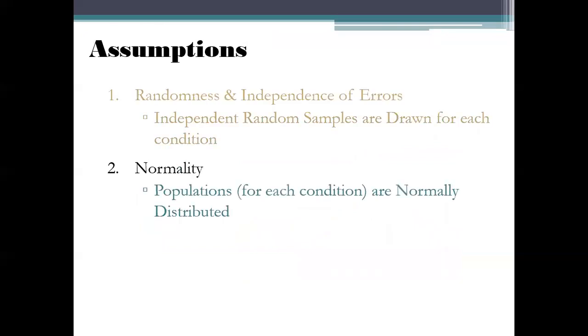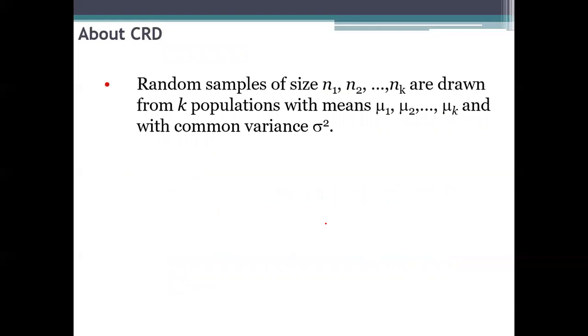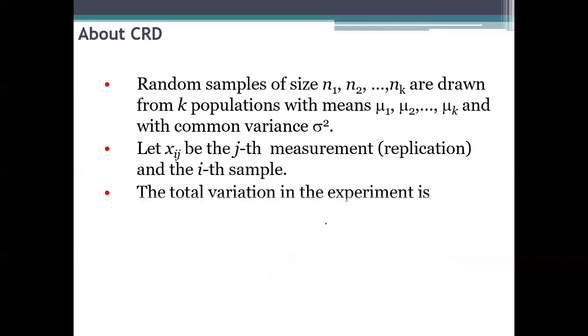So what are the assumptions that we can make? Randomness and independence of errors: independent random samples are drawn for each condition. Normality: we usually assume that the data are normally distributed. And homogeneity of variance: the populations have equal variances. Those are the assumptions about the CRD design.